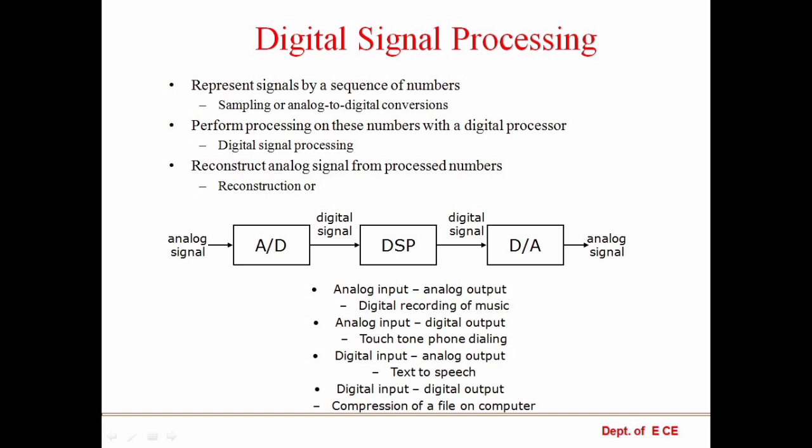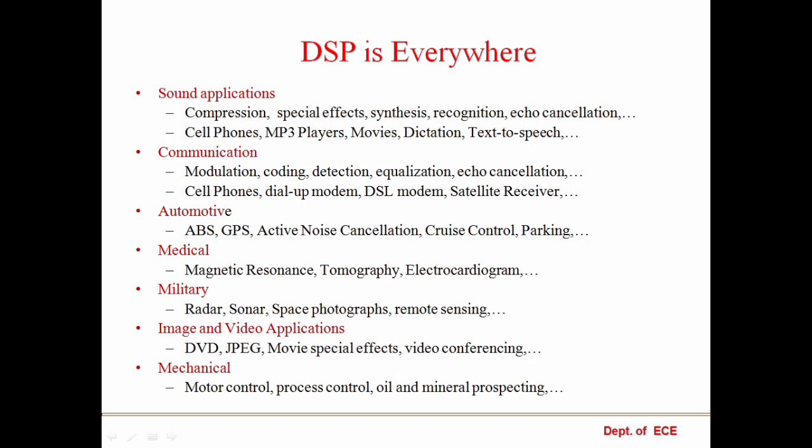An example is digital recording of music. Analog input and digital output is touch tone phone dialing. We give analog input and get digital output; the perfect example is touch tone phone dialing. Digital input and analog output is text to speech conversion. These are the simple examples. And digital input and digital output is compression of a file on a computer. Nowadays we use this fourth category, digital input and digital output, such as compression of a file on a computer. So these are simple digital signal processing systems, and where we use DSP.